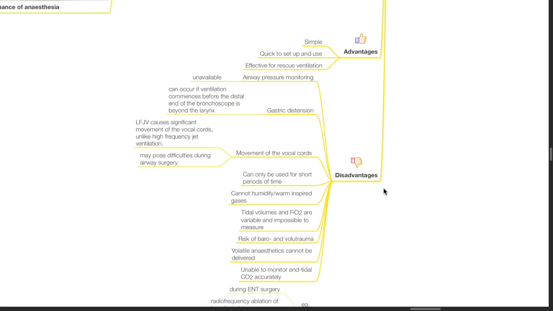LFJV can only be used for short periods of time. LFJV cannot humidify or warm inspired gases. Tidal volumes and FiO2 are variable and impossible to measure. There is risk of barotrauma and volutrauma. Volatile anesthetics cannot be delivered. There is inability to monitor end-tidal CO2 accurately.